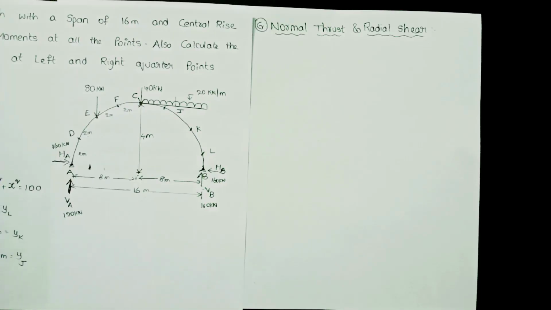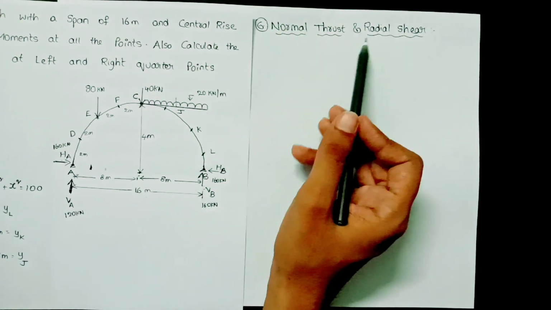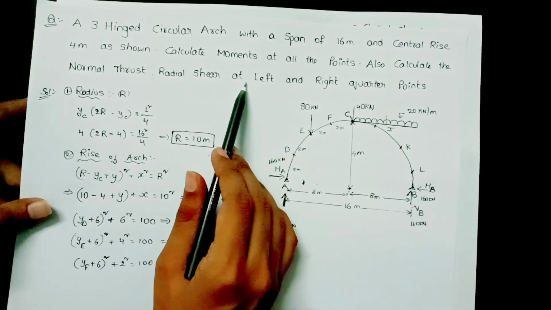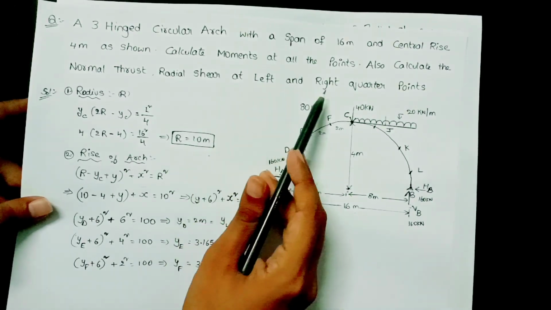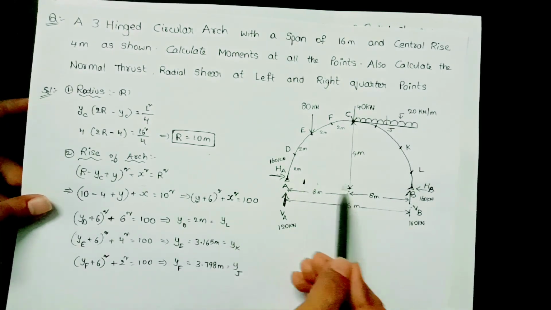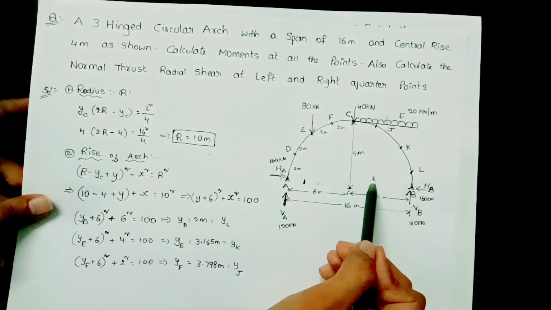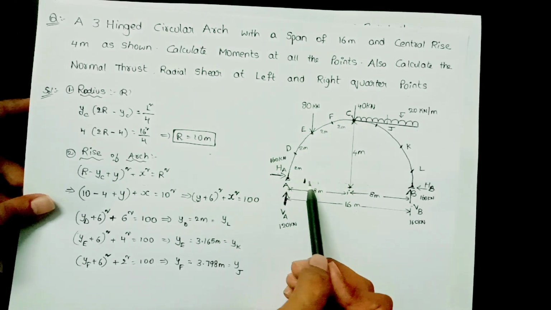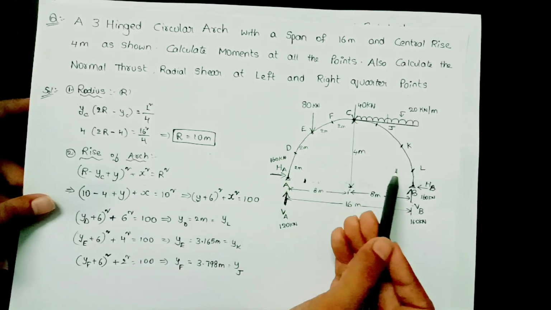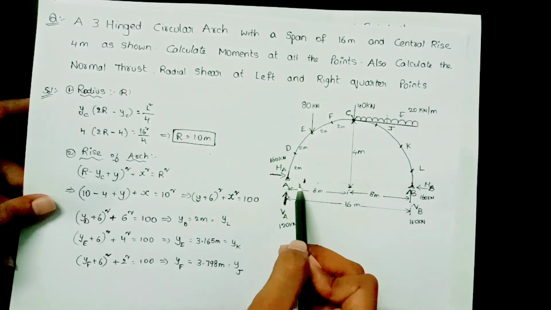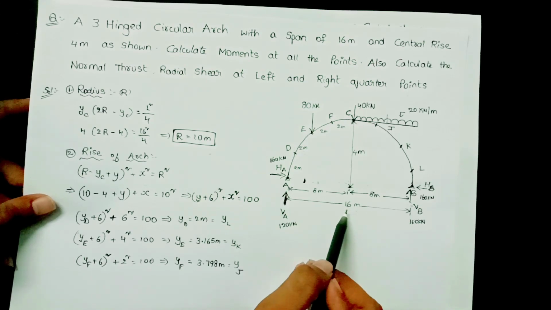Now the next step is to calculate the normal thrust and radial shear. It is asked to calculate them at the left and right quarter span points. So this is the left half span and this is the right half span. In the half, again we have to take the half span, that means 1/4 of the left span and 1/4 of the right span. So 1/4 of the left span means 1/4 of 16 meters, which is 4 meters.